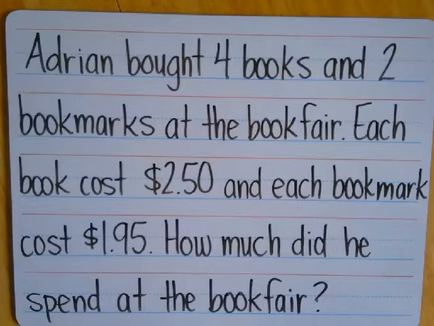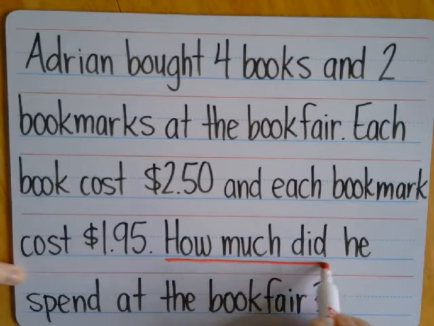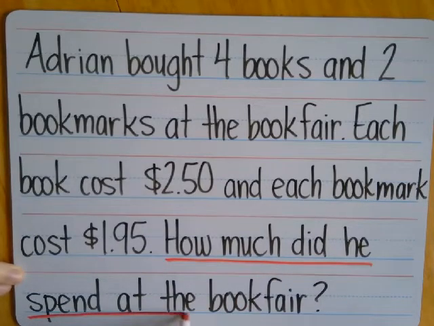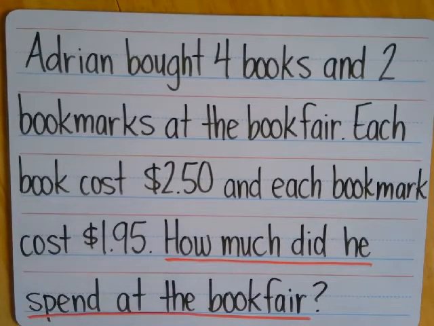Adrian bought 4 books and 2 bookmarks at the book fair. Each book cost $2.50 and each bookmark cost $1.95. How much did he spend at the book fair? So if we were to dissect this word problem, we are answering this question: how much did he spend at the book fair? So the total amount of money that he spent after he purchased 4 books and 2 bookmarks. That is the end goal here.